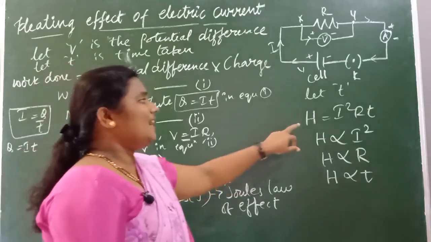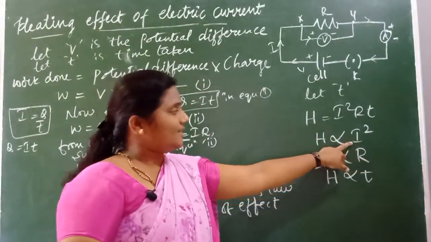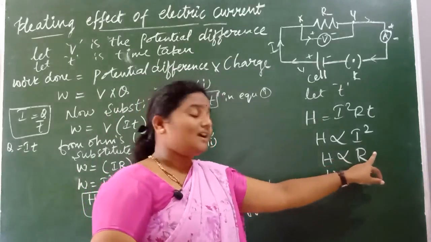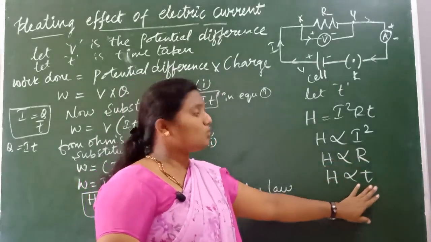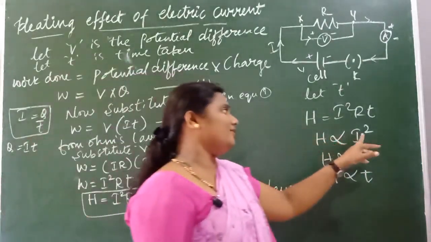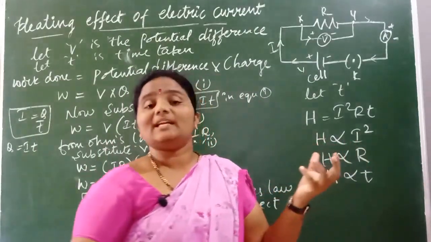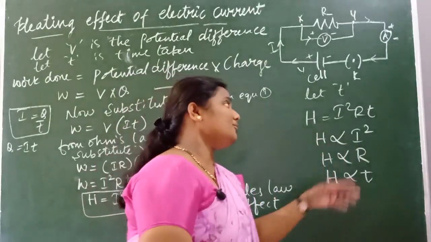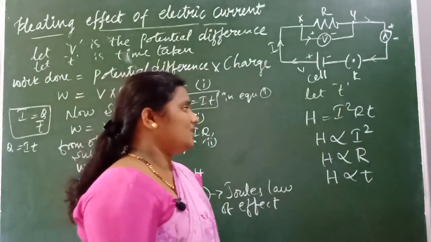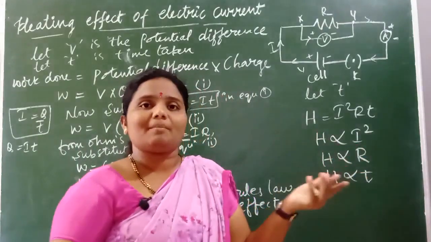It means that the heat produced is directly proportional to the square of the electric current through the resistor, and heat produced is directly proportional to the resistance, and heat is also directly proportional to the time for which the charge Q will flow. It means that if the current quantity is increased, the amount of heat generated can be increased. Suppose if we make it half, the heat is also going to be reduced. Similarly, if the resistance of the wire is increased, the generation of heat can be more.